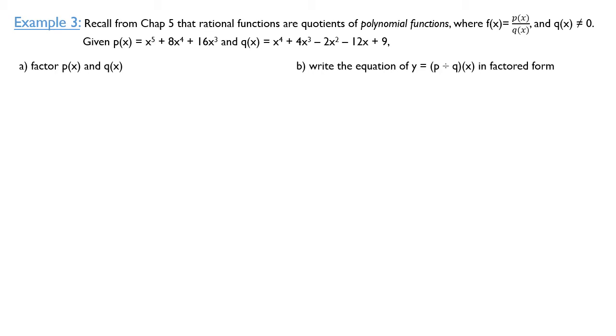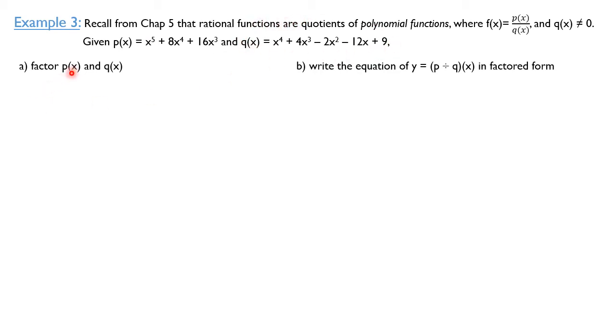Our last example is a big one. We need lots of writing room here. You may run out of space if you're using the handout. Recall from chapter 5 that rational functions are quotients of polynomial functions. So that's what rational functions are, right? They're quotients of polynomial functions where f at x equals p at x over q at x. That's what a rational function is. And of course, q at x cannot equal 0. So here's our p at x, here's our numerator, here's our q at x, that's our denominator.